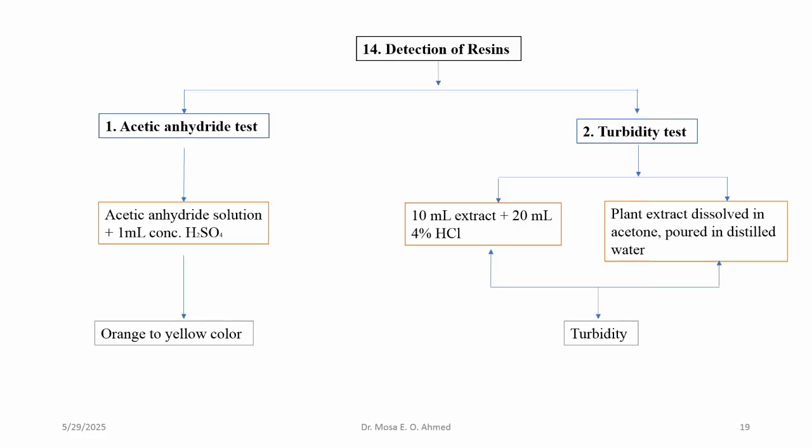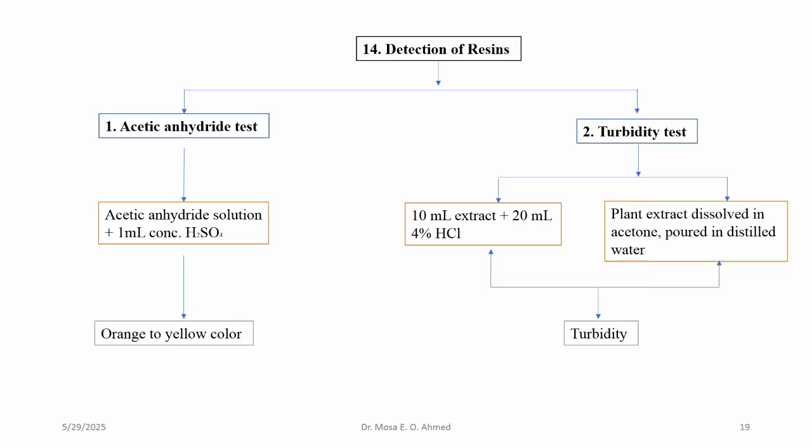Resins are a class of secondary metabolites which consist chemically of essential oil or volatile oil beside gums or carbohydrates. There are two tests for detection of resins: the acetic anhydride test, which is considered a chemical test, and the turbidity test, which is considered a physical test. The acetic anhydride test consists of acetic anhydride beside 1 milliliter of sulfuric acid. In case of resins, an orange to yellow color is produced, while the turbidity test has two subclasses.